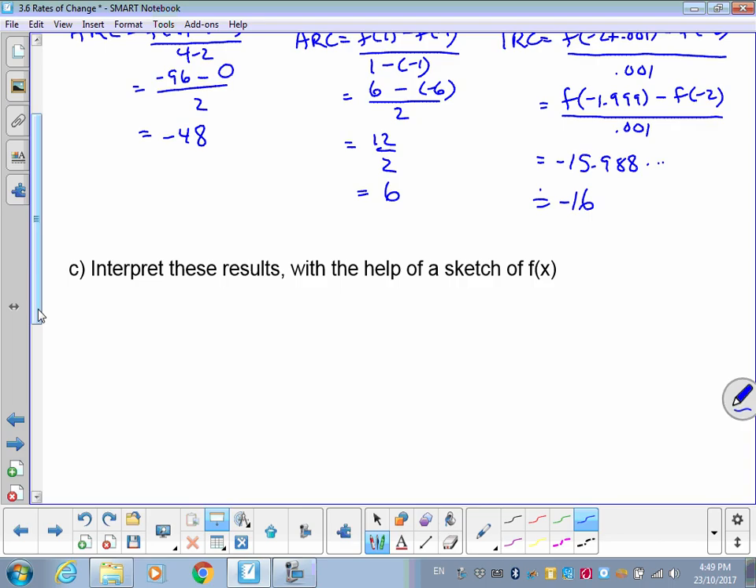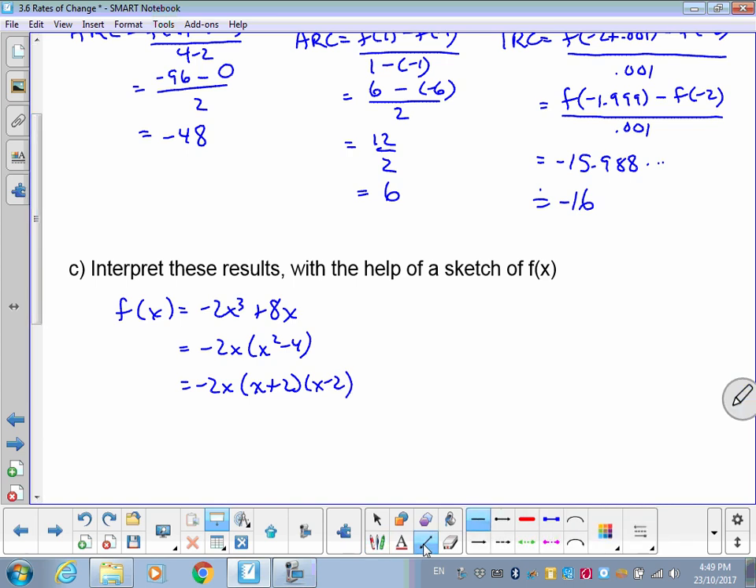Okay, so if we want to sketch this, factored form would be really nice. So our original function, -2x cubed plus 8x. Remember to go for the simple factoring types first. The common factor, -2x, leaving x squared minus 4. Awesome, difference of squares, x plus 2, x minus 2. So that's giving us information about the zeros.